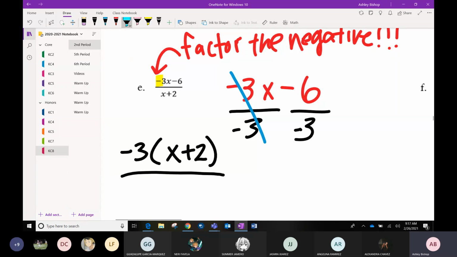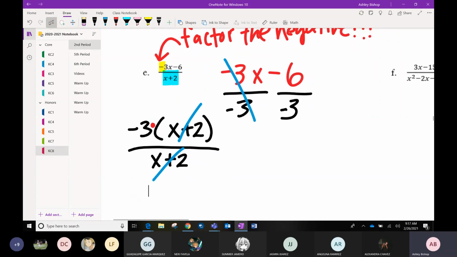I hope you agree with me that nothing on the bottom will factor. x plus 2 will not factor any. And so I'm left with x plus 2 on the bottom. And then I look to see if I can cancel anything. -3 is being multiplied by x plus 2. I can separate multiplication. Yes, I can. So I can cross out my x plus 2's, they will cancel. I can separate that -3 and that x plus 2. So I am just left with an answer of -3.